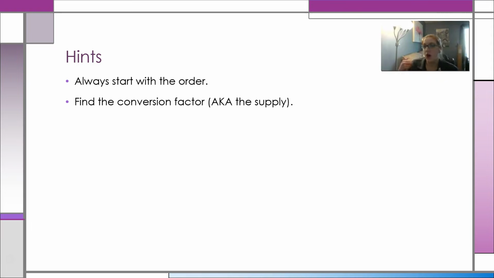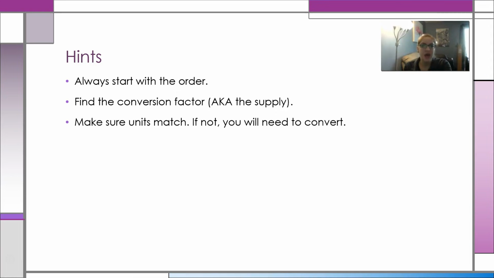Find the conversion factor as well. For example, if you're looking at the drug label and it says this drug comes in 15 milligrams per milliliter or something like that, that would be your conversion factor. That's not what the order is, that's what the label reads as, it comes in, okay? That would be your conversion factor, aka the supply.